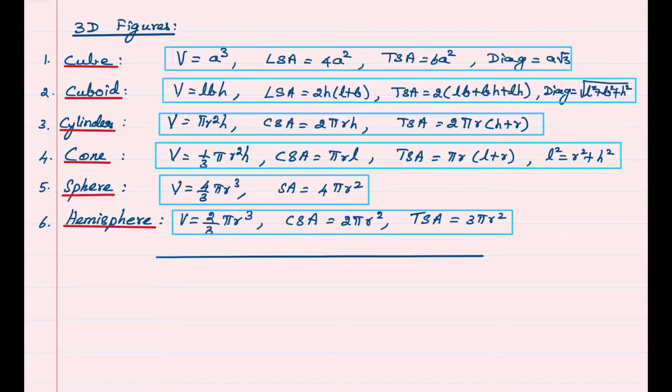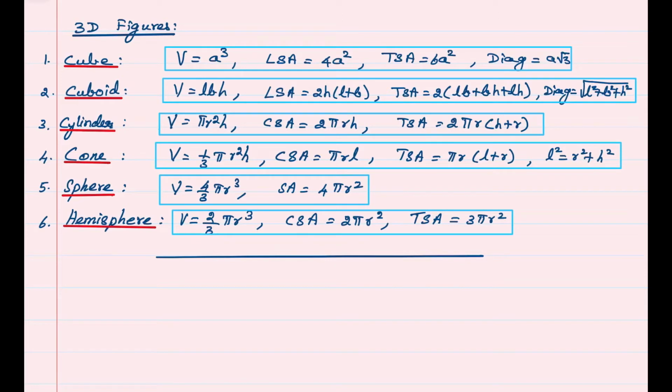Cuboid: volume of the cuboid is lbh, lateral surface area is 2h times (l plus b), and total surface area is 2 times (lb plus bh plus lh), and diagonal of a cuboid is root of l square plus b square plus h square, where l is the length, b is the breadth, h is the height of the cuboid.